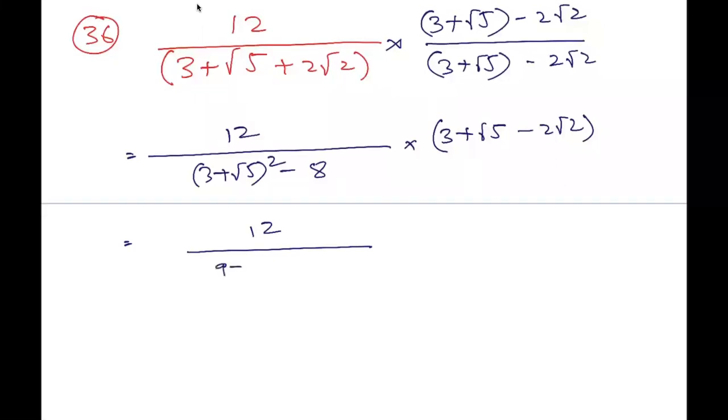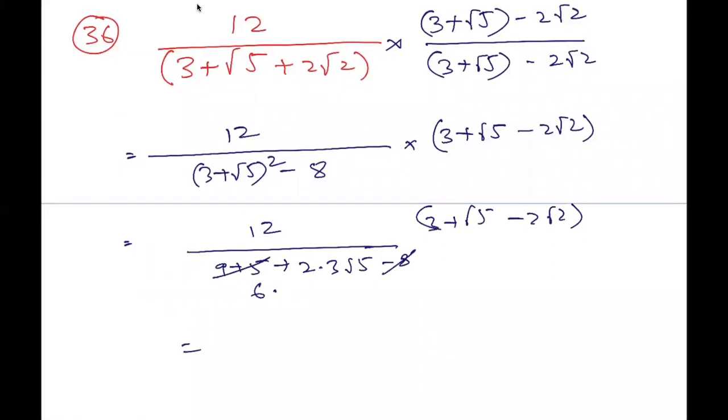Nine plus five plus two into three into root five minus eight. Three plus root five minus two root two. Right, so this is five plus one, six. Six common out from this, so 2 upon root 5 plus 1 into 3 plus root 5 minus 2 root 2, again multiply with the conjugate.